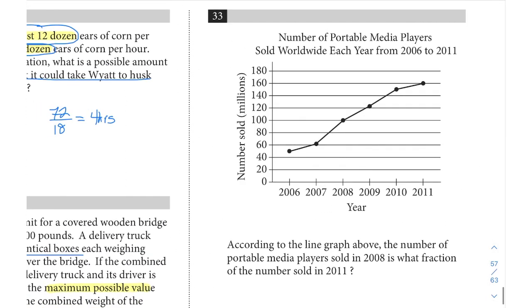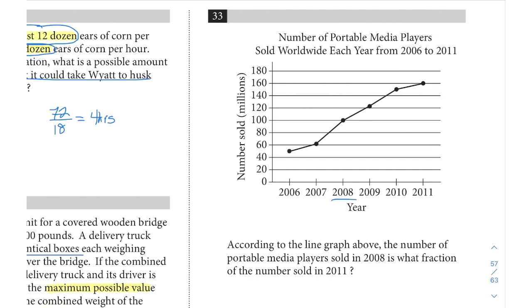Now let's take a look at 33. So here we see this graph showing the number of portable media players sold worldwide each year from 2006 to 2011. And our question reads, according to the line graph above, the number of portable media players sold in 2008 is what fraction of the number sold in 2011. So this is really data interpretation skills being tested a little bit more than your actual math skills. They want to see that you can read this graph properly.